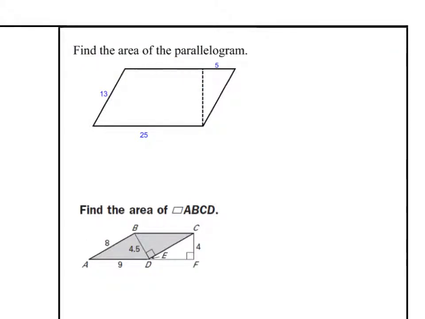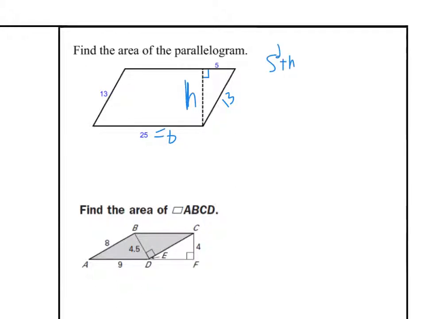Now we're looking on the back, finding the area of this parallelogram. The base I can see is 25. I see the height, but I don't know what number it is. I know it's going to make a right angle, and I have one part of that right triangle that's made. It is labeled as 5. I also know the hypotenuse of that right triangle is 13 because of the properties of parallelograms. So I can solve for h.